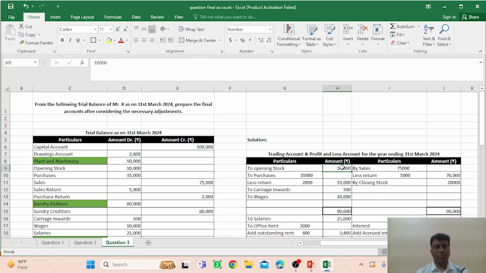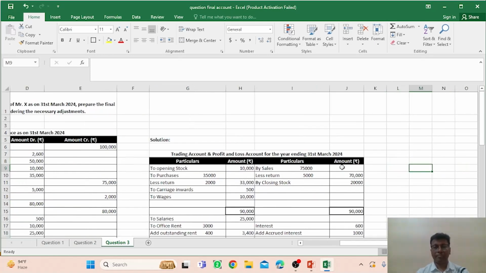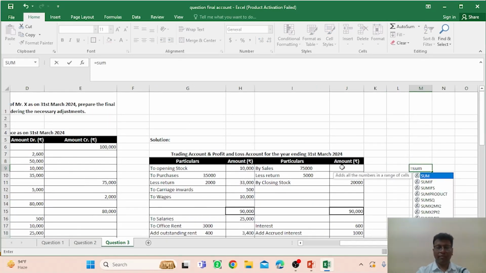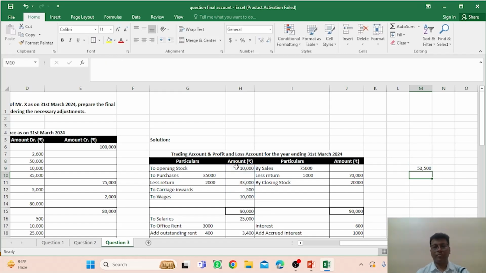And we just take the total of this particular figure by using the formula in Excel, otherwise you can solve manually, right? This is the particular figure, and you have to subtract this figure out of 90,000. 90,000 minus 53,500, and you find this figure. This is 36,500, so it would be called the gross profit.